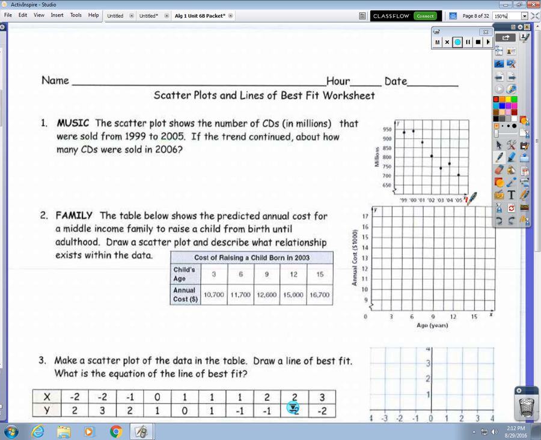Right over here at the very end. So if this trend continued, don't you think we'd have another point about right here? And so how many CDs is that? 650 million. Because remember, the y-axis is million.